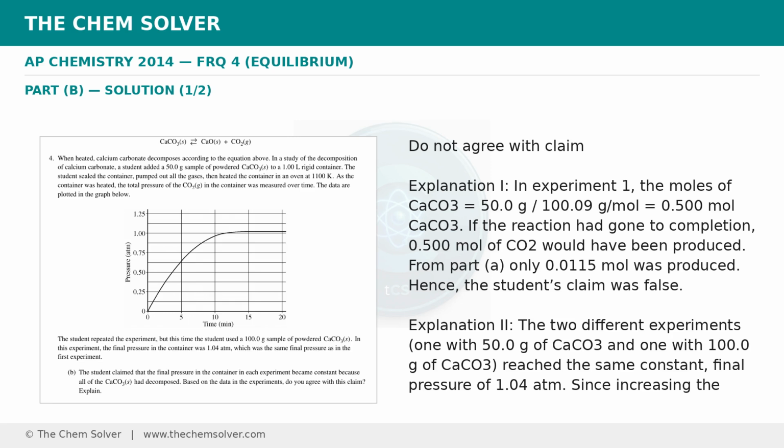CaCO₃. If the reaction had gone to completion, 0.500 moles of CO2 would have been produced. From part A, only 0.0115 moles was produced. Hence, the student's claim was false. Explanation 2. The two different experiments, one with 50.0 grams of CaCO₃ and one with 100.0 grams of CaCO₃, reached the same constant, final pressure of 1.04 atmospheres.